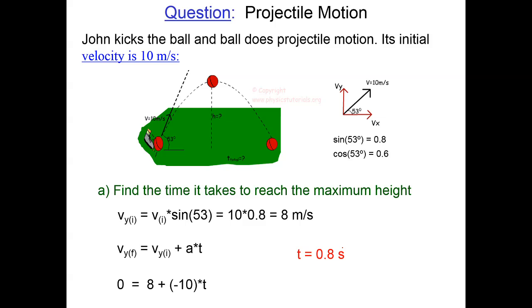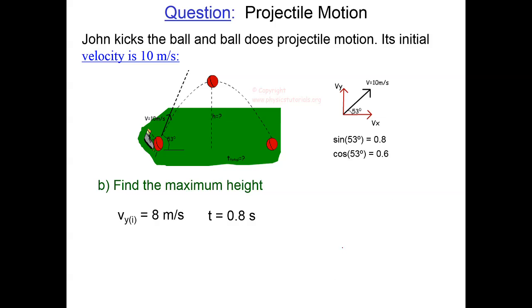So next, if we want to know the total time, so it takes 0.8 seconds to reach the top, so then it's 0.8 seconds to go from the top to the ground again. So the time it takes to hit the ground is going to be 1.6 seconds, twice 0.8. So now we want to find the maximum height.